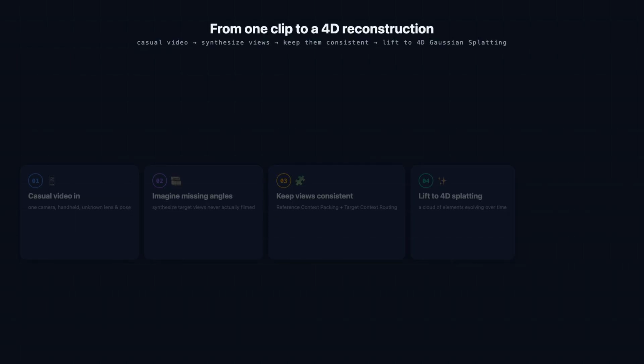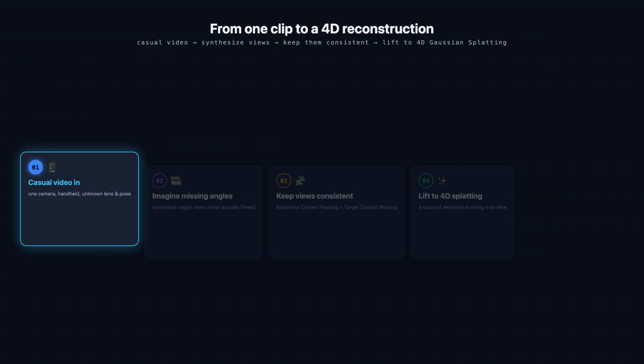So how do you get a full 4D human from one wobbly clip? 4DAnyone runs 4 moves. Follow them in order. Start with the input and notice how little it demands. Just a casual monocular video, one camera, mild handheld motion, unknown lens settings, unknown camera positions. There is no calibration, no multi-camera stage, no motion capture suit. This is the kind of footage anyone already has on their phone.